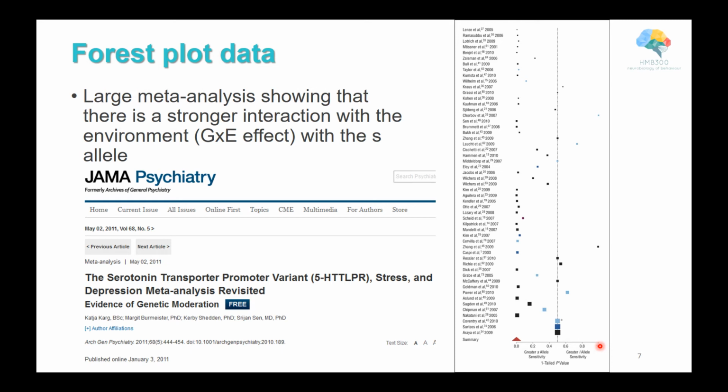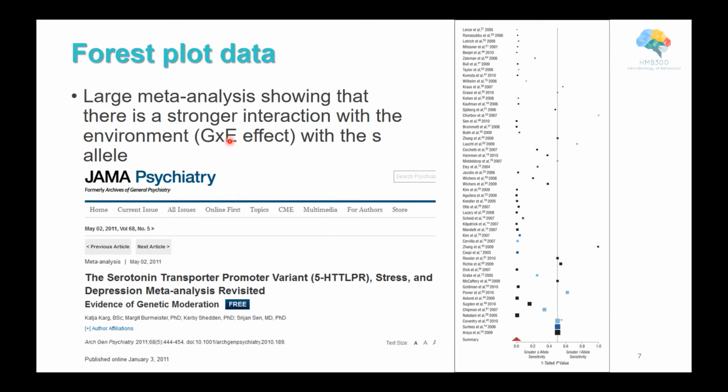Does the data support that you have greater sensitivity to developing depression if you have the S allele, which is Caspi's original hypothesis, or is there no difference if you have the S versus the L allele according to the previous 2009 paper? So we're looking at yet another meta-analysis to try to address this effect.